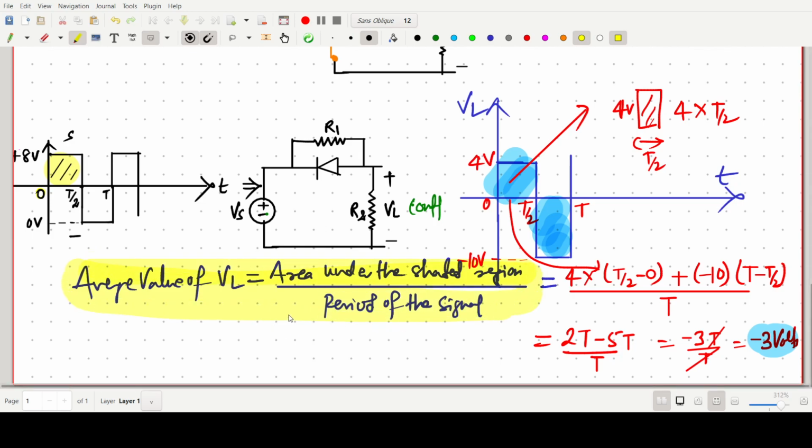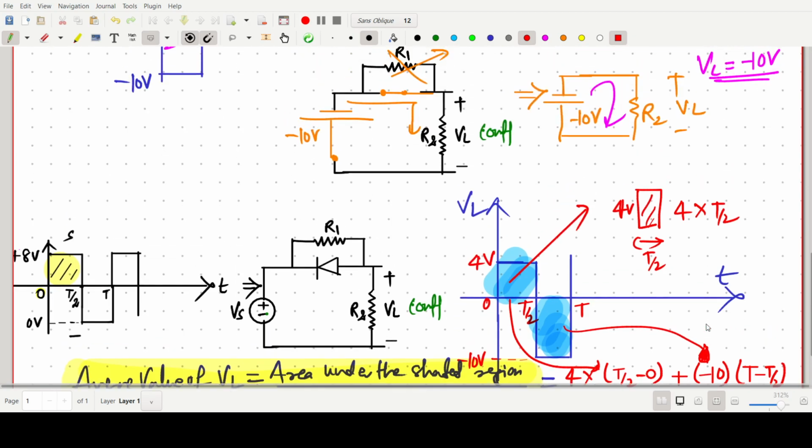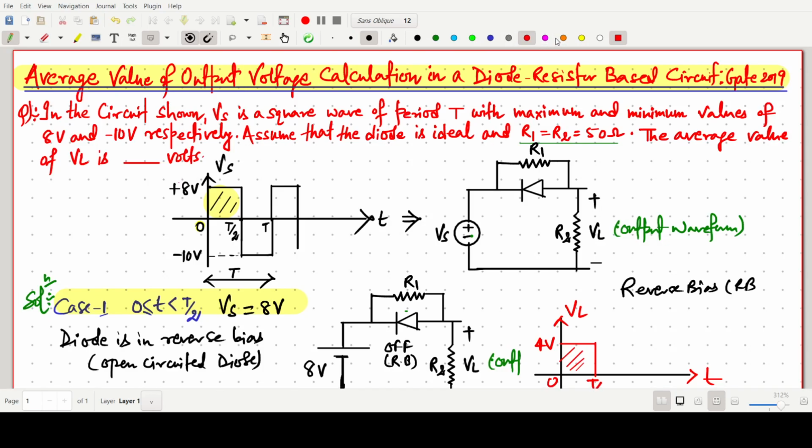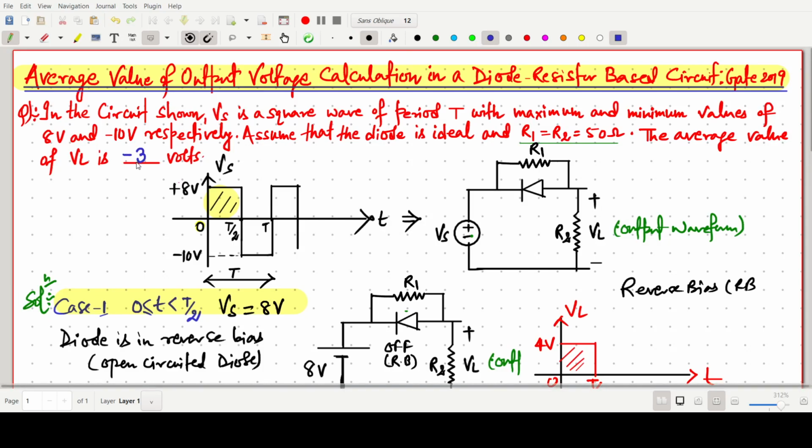Area under the curve, this area. So in that way we can end for this one. Okay, clear. So in this way we can find the average value: area under the curve divided by the period of the signal, T, so it should be minus 3 volt. So the average value of VL will be minus 3 volt. So I'm writing here minus 3 volt. Minus 3 volt is already written. This one is the correct answer for this question. So thank you for watching this video.